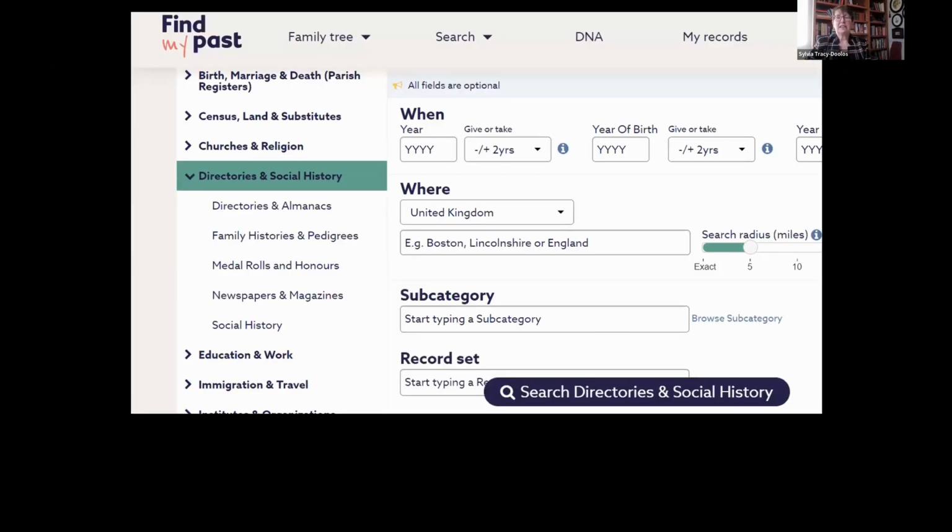So Find My Past is the database that really specializes in the British Isles, and they have really great records available for the British Isles. So here's one of their categories, directories and social history. This can be invaluable because our people ended up on these lists. We have directories and almanacs, family histories and pedigrees, medal rolls and honors, newspapers and magazines, and social history.